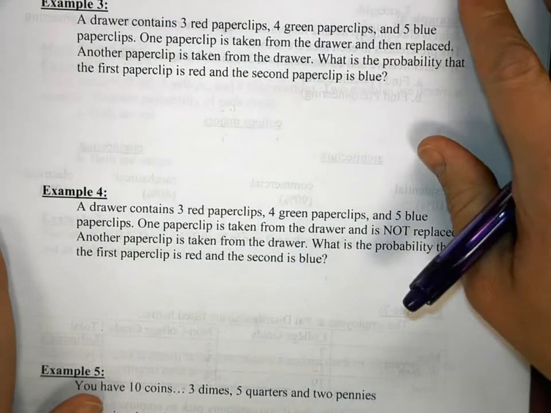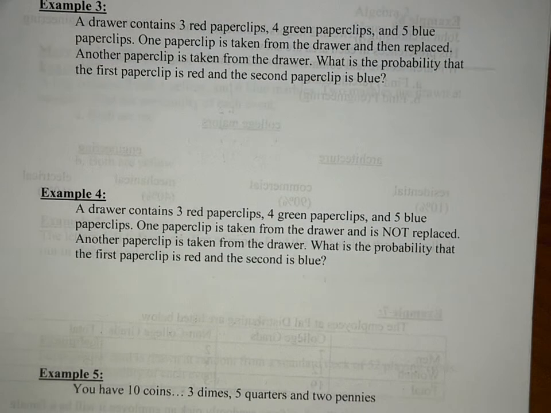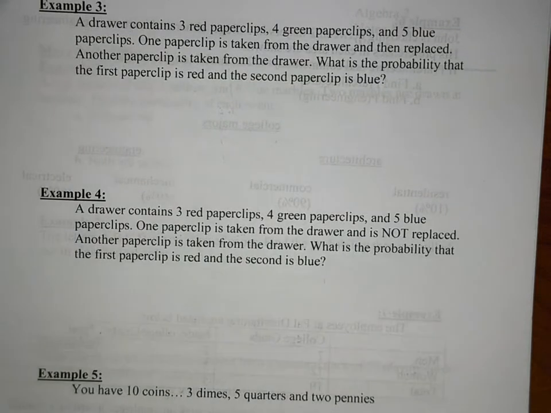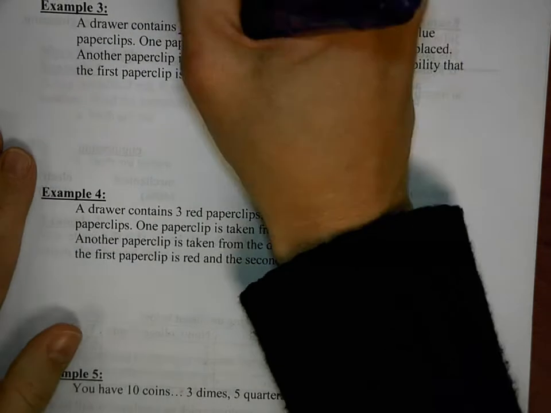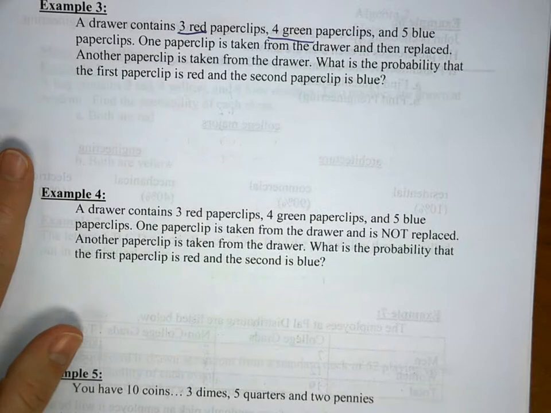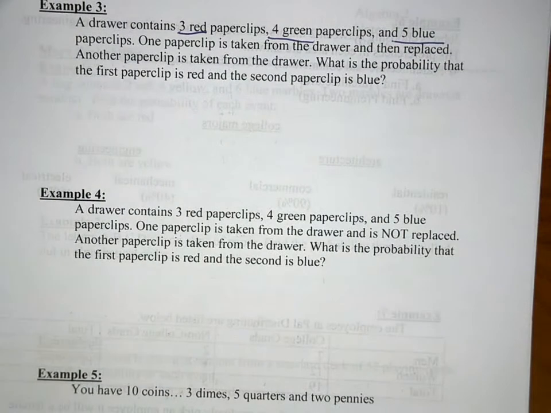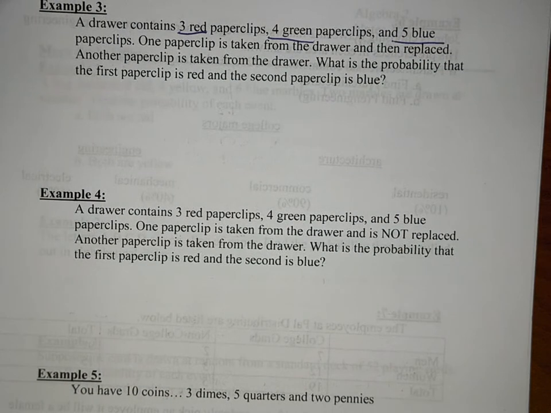So a lot of this is similar to what we did yesterday, okay? But we're just talking about dependent and independent as well. A drawer contains 3 red paper clips, 4 green paper clips, and 5 blue paper clips. 1 paper clip is taken from the drawer and then replaced. Since it's taken and then replaced, would you say that's independent or dependent? Independent. Very good. Another paper clip is taken from the drawer. What is the probability that the first paper clip is red and the second paper clip is blue?